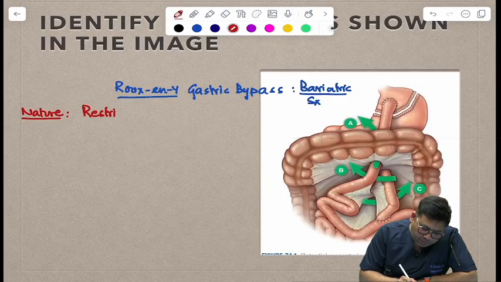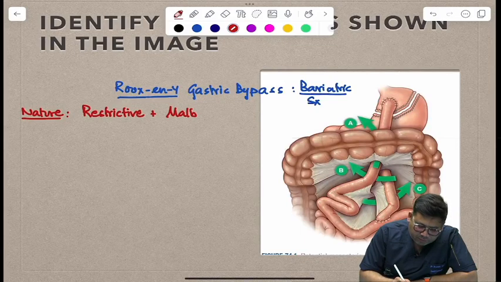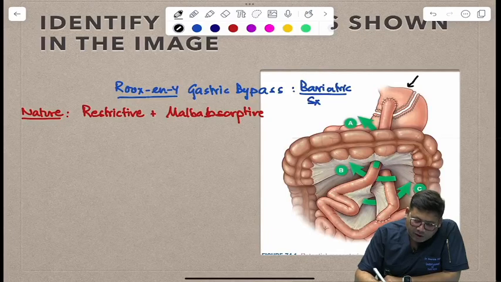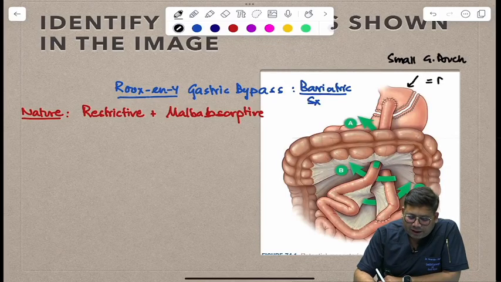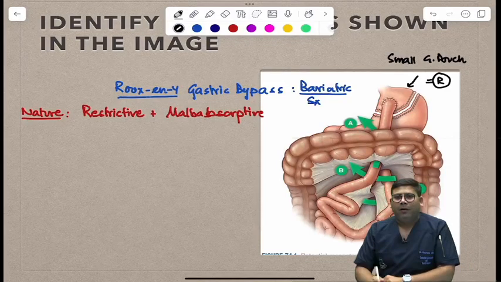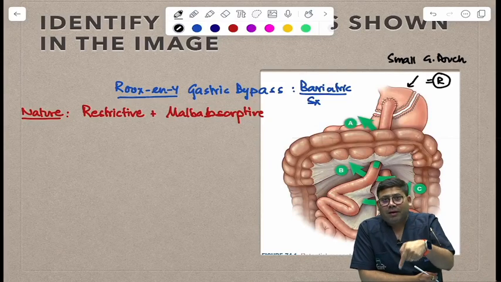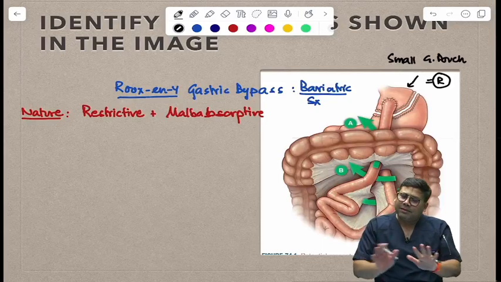Sir, it is a combination of restrictive plus malabsorptive. Why is it malabsorptive, why is it restrictive? Try to understand it like this: can you see there is a small gastric pouch? Since there is a small gastric pouch, one thing is clear that this is the restrictive component. 99% of faculties tell it wrongly, children; what they tell, I do. So my concept is rock solid in this.